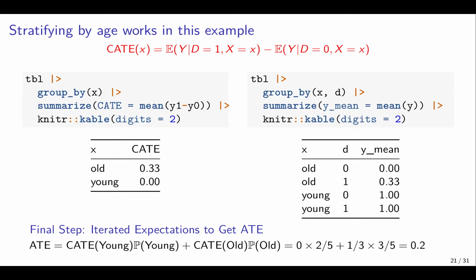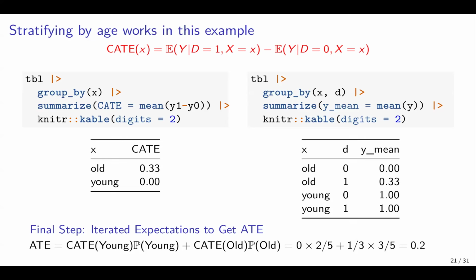On the right-hand side of the slide, we are finally in the realm of reality, where we're going to be computing things that we could actually see in real data. So on the right-hand side of the slide, I'm using a group by command now with 2 arguments. I'm going to group by X, which is the age group, and by D, treatment status. So I'm now going to compute the average outcome for each combination of age and treatment status. So you can see that untreated old people have an average observed outcome of 0. Treated old people have an average observed outcome of a third. Treated young people have an observed outcome of 1, and so do untreated young people.